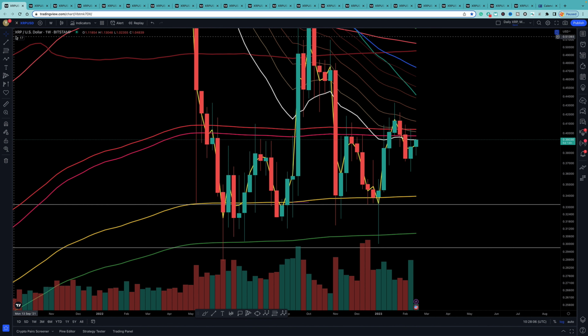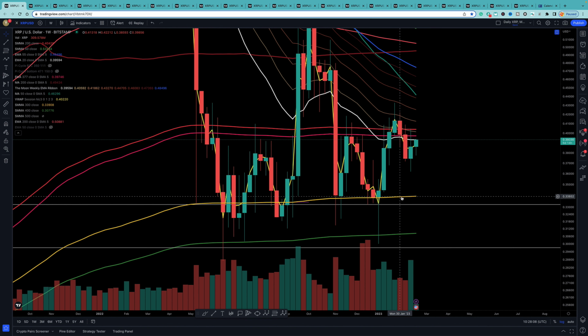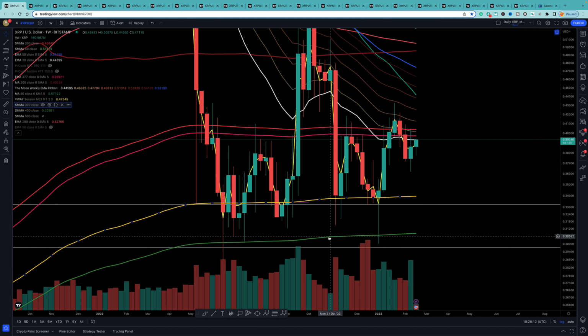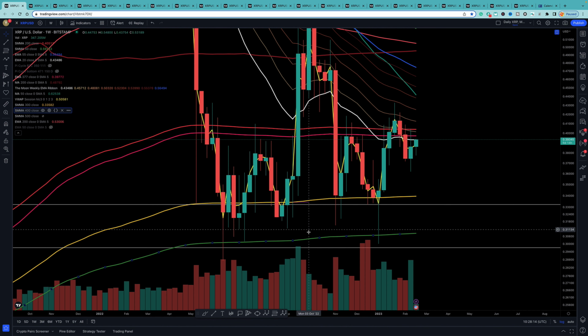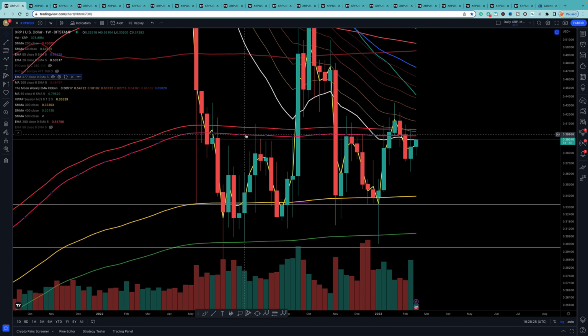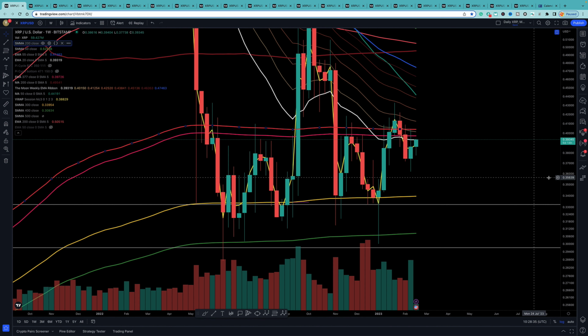So let me just check these. This yellow one here is a 300 SMA, and this green one here is the 400 SMA. So you can see those as clear lines of support here. Clear lines of resistance here are, what's this here? It's the 377 EMA, and then let's say the 200 SMA, focus on the 200 SMA. You can see the 200 SMA has been solid resistance here.